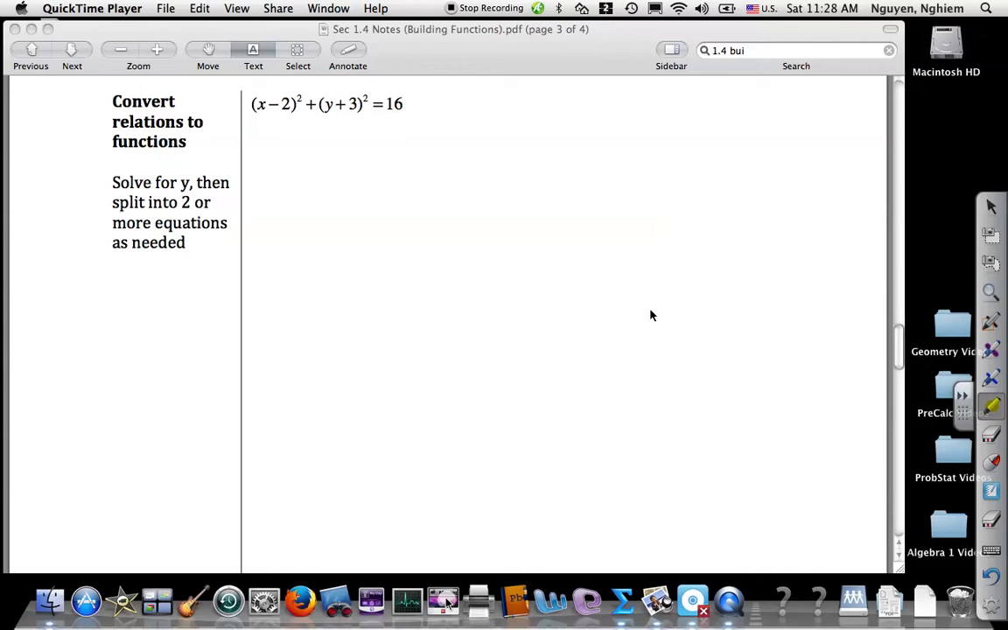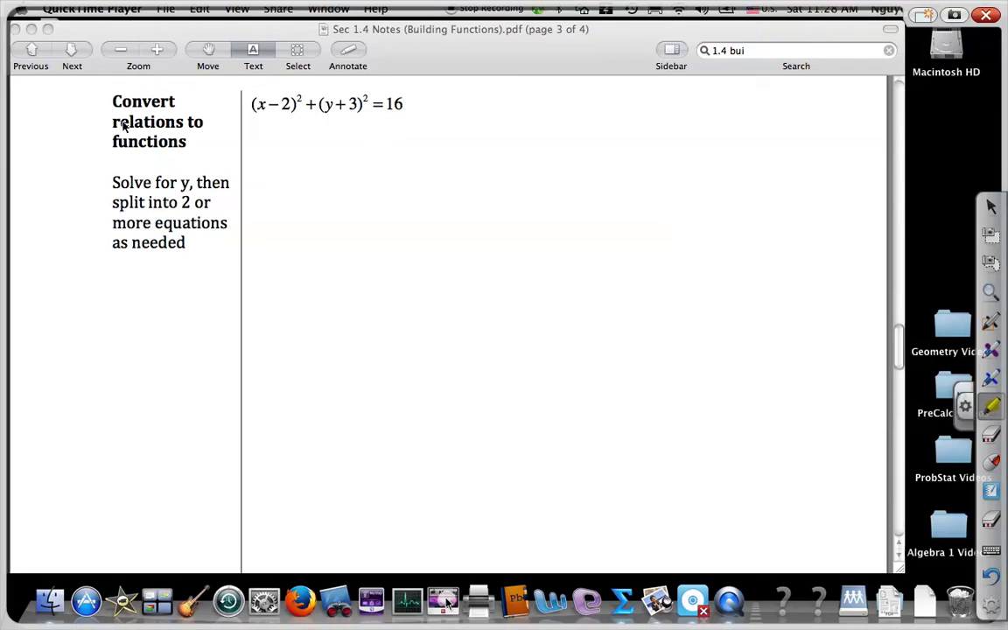And we have one final example here that asks us to convert a relation to a function. And a relation is basically just an equation. Okay, so the word relation here and the word equation, they mean roughly the same thing. But what we really want to do is to get some functions out of this.